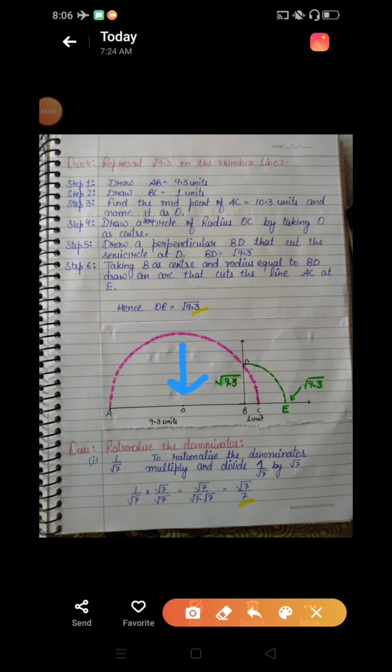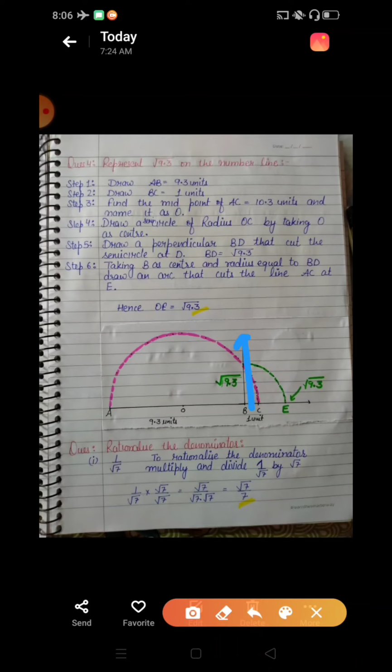Now taking the radius equal to OC, placing the pointer of your compass at point O, you will make a semicircle of radius 5.15. Now the next step, you have to draw a straight line, and that line must cut the semicircle at point D. Now this BD is root 9.3.